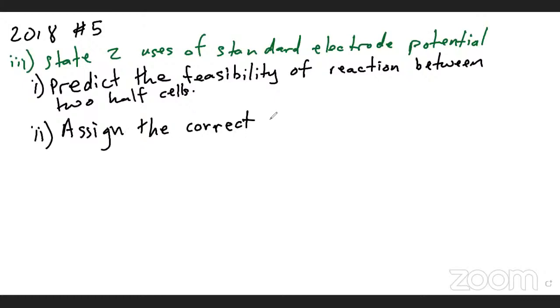So assign the correct, what are you saying here? Assign the correct. Let's say, decipher which one is the negative electrode, which one is the positive electrode. All right, assign the correct terminals, or I want to say electrodes.